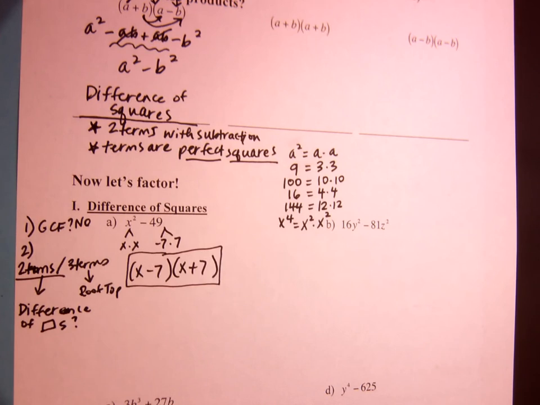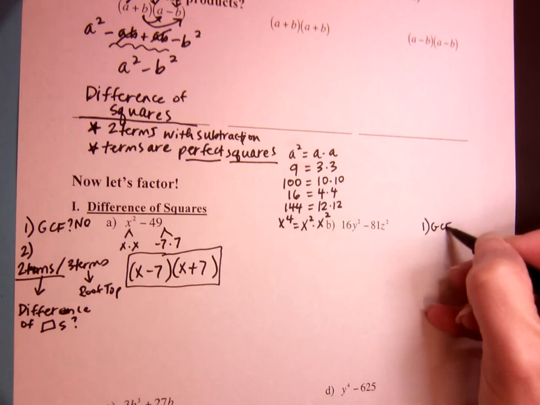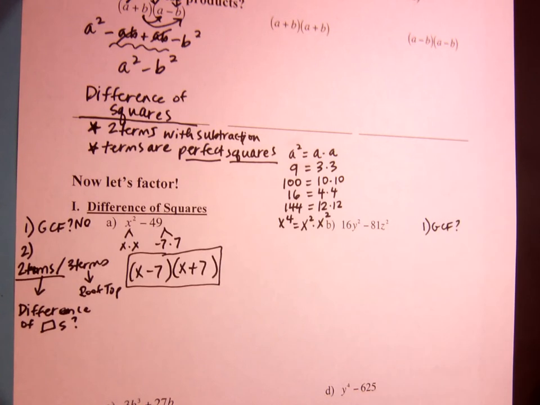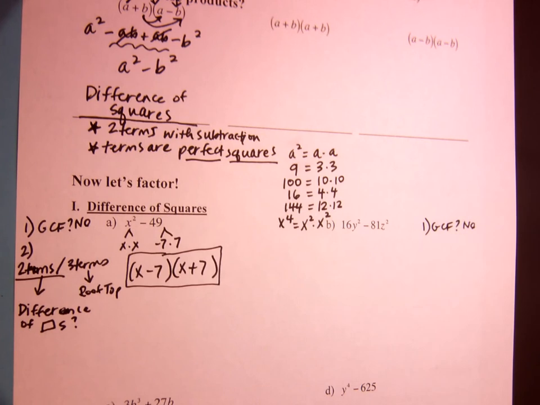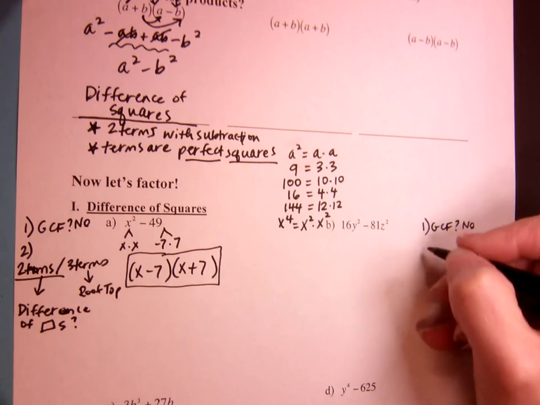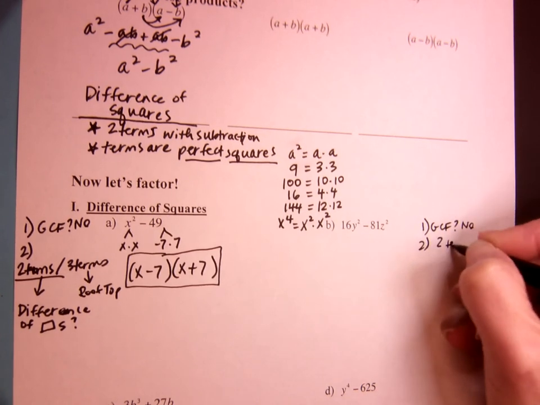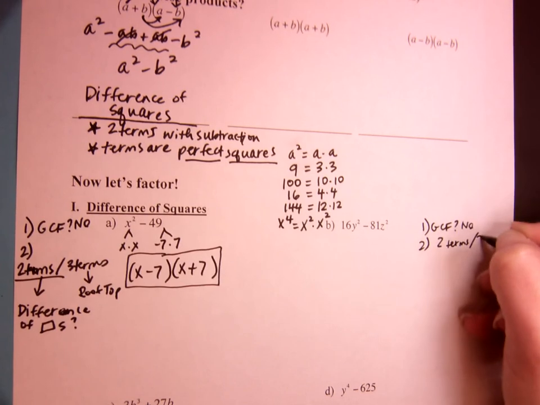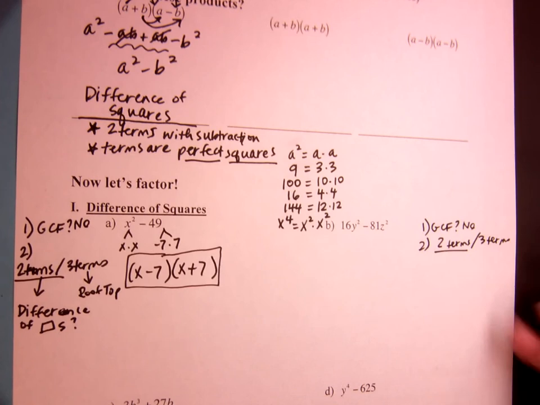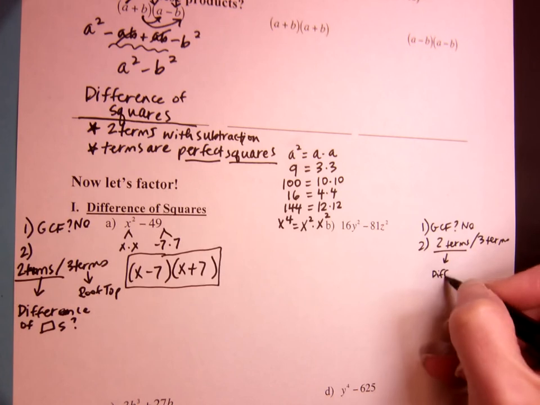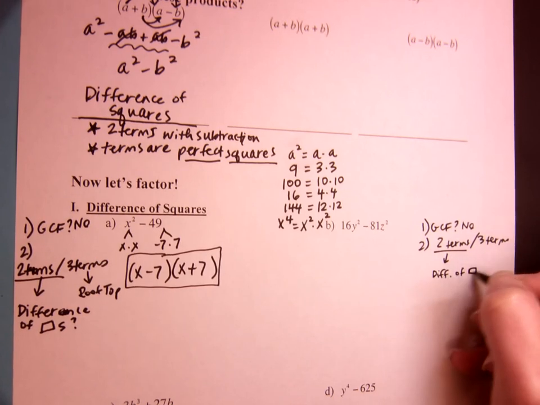So let's move on to letter B. Number 1, is there a greatest common factor? No. And so now we ask ourselves, does it have 2 terms or 3 terms? It has 2 terms. Remember, if it had 3 terms, we would try to rooftop it. But it has 2 terms, so now we ask ourselves, is this the difference of squares?